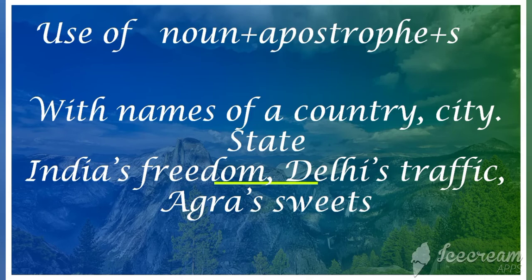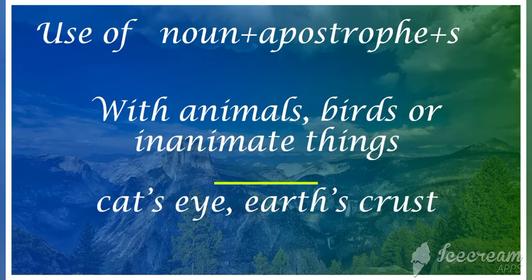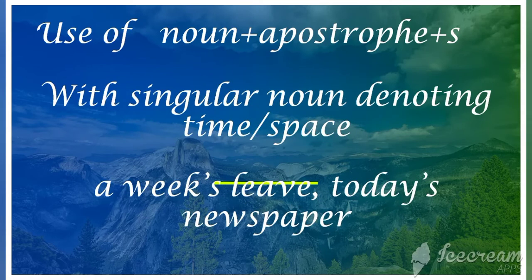Then with animals, birds or inanimate things. For certain animals, birds and inanimate things, we also use the noun plus apostrophe s form. Cat is a living organism, an animal, and we have added cat's eye. To say about the cat's eye, we are saying cat, cat apostrophe s, eye. Earth's crust.